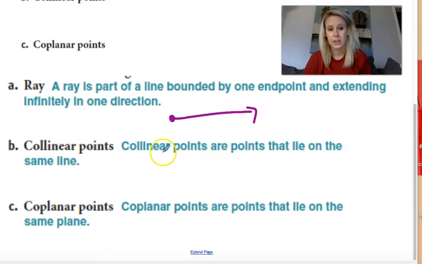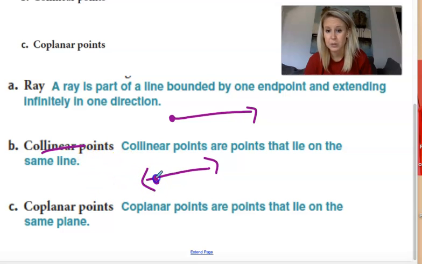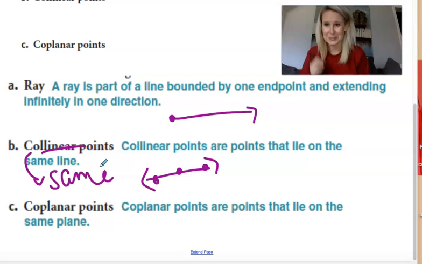Collinear points. The word linear means line, so I know I'm dealing with a line. Points, I know I'm dealing with points. And the word co in this means same. Look at my fancy little slate. So collinear points are points that are on the same line. Okay, so again, the keywords there were point and line. Those were our two undefined terms that we use to define a term.